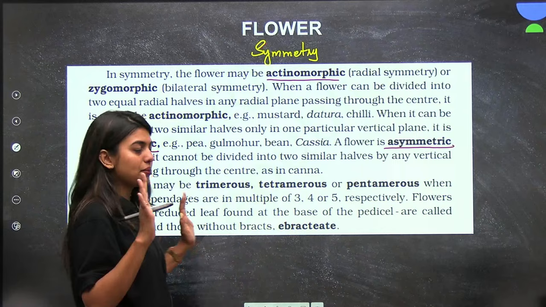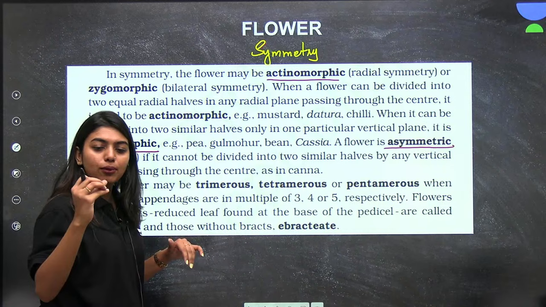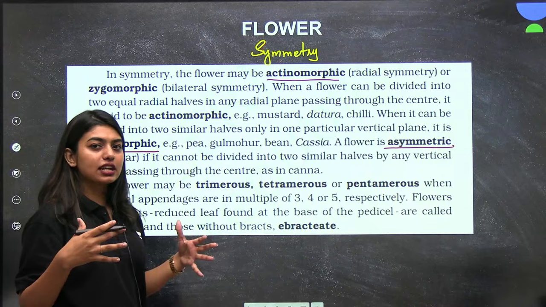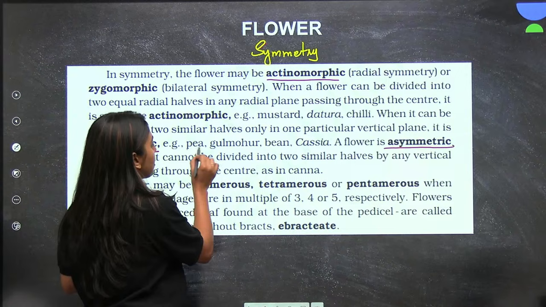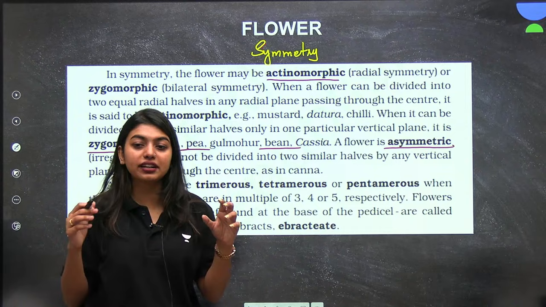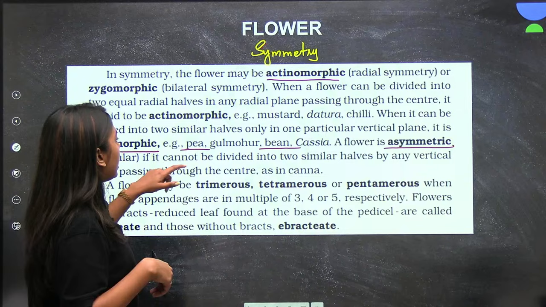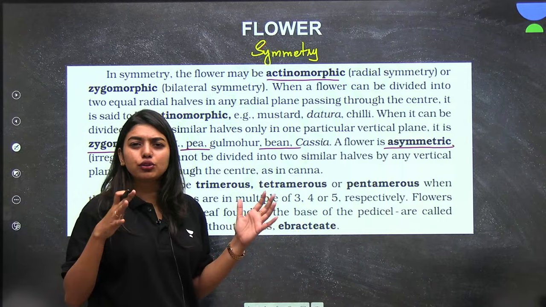So, how are we going to remember actinomorphic? Your examples are mustard, brinjal, chili. That is your actinomorphic, very active. When you put chili in your mouth, you become hyperactive because of the spice. That's how you're going to remember. Zygomorphic: we have pea plant, bean plant, all the legumes. Now asymmetrical: we have canna. Canna is telling, I cannot. Whatever you want to do, I am not going to divide. Clear to all of you?